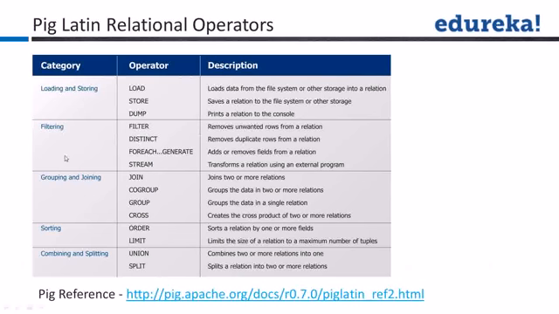Then there are the filtering operations, which are filter, which removes unwanted rows from a relation, and distinct, which removes all the duplicate rows from a relation. Think of these things: doing this in a MapReduce job would not be very easy, right? To remove all the unwanted rows, you have to write a program for that. Here there is a command to do that.